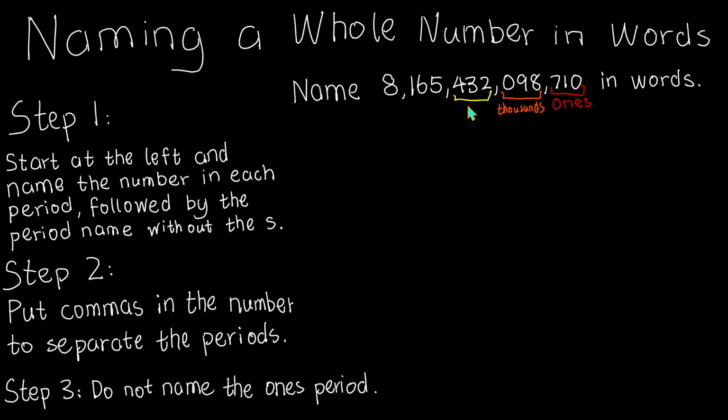And by the way, if you don't know what I mean by periods, you can check out my videos on place value systems with whole numbers, and you can find a link on the top right corner of the screen or in the descriptions. This would be the billions period. And this would be the trillions period.